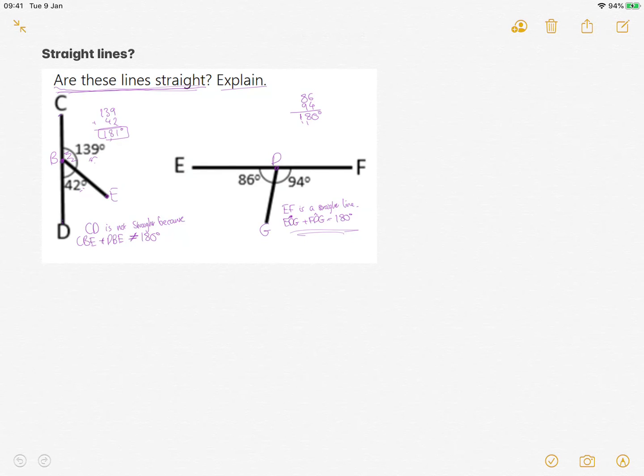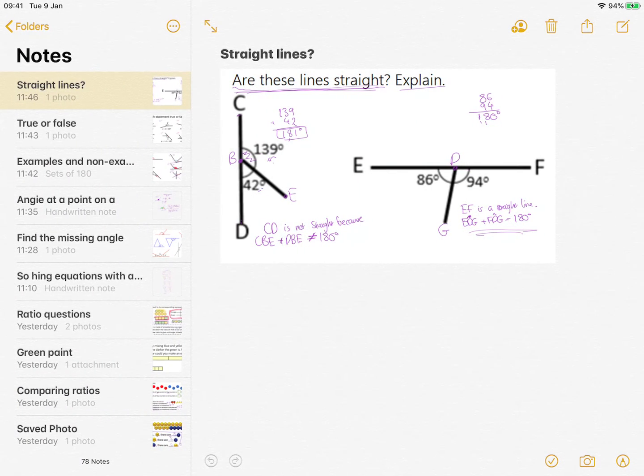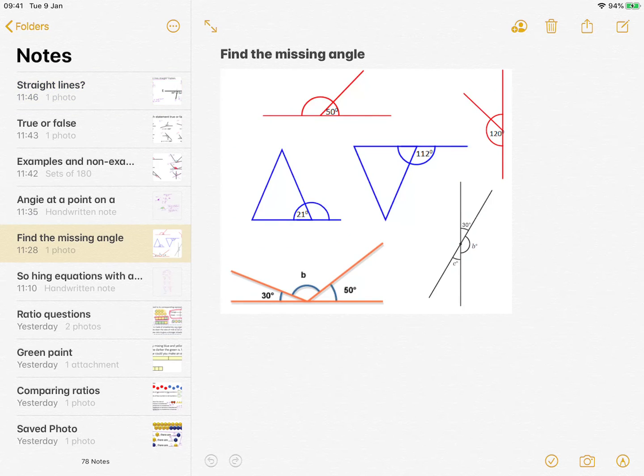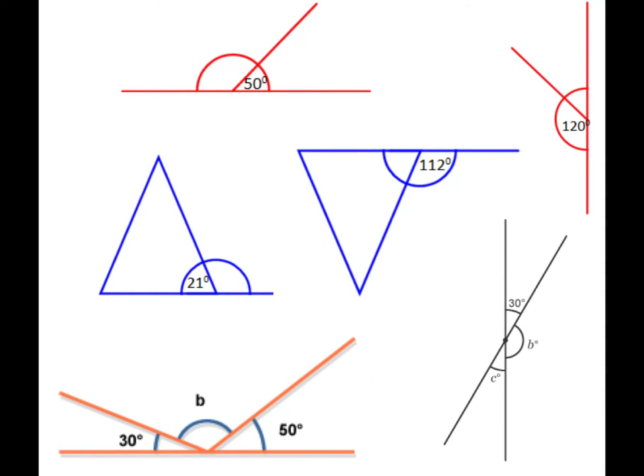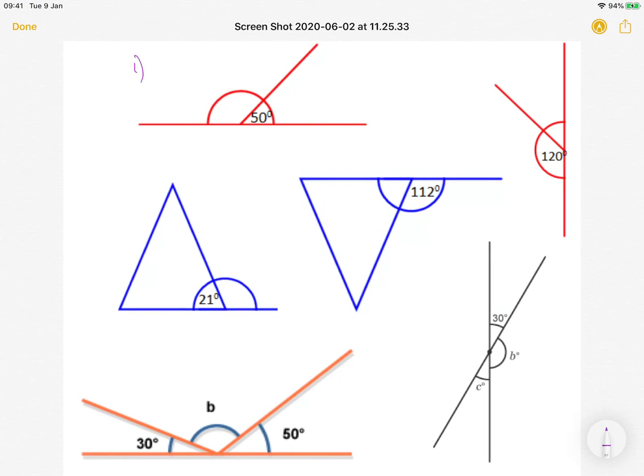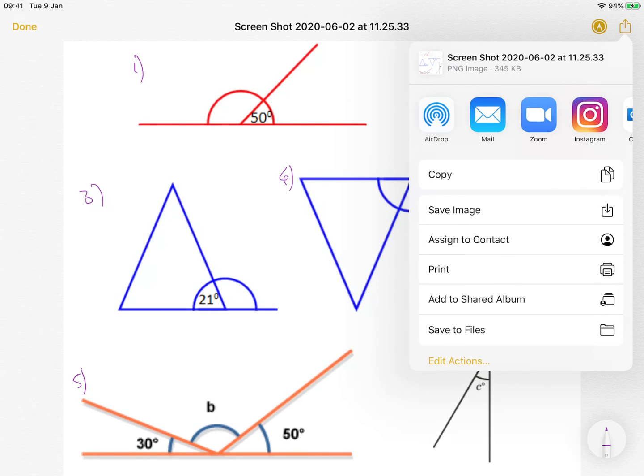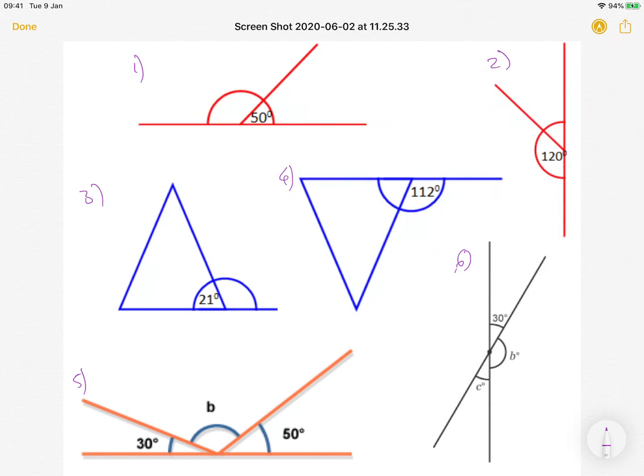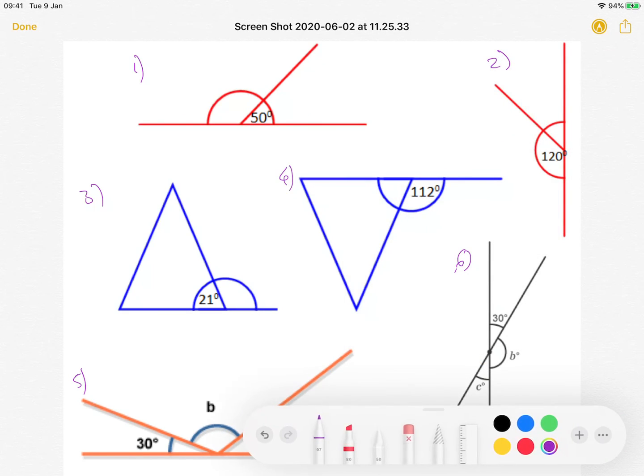Right, final thing I'd like you to have a go at. Well done for all your hard work today so far. Final lot of questions is, can you find the missing angle? So let's call this question 1, 2, 3, 4, 5, and 6. So in your book, just have a go at finding the missing angle there. Pause the video and then I'll go through it now. So get your red pen out ready to mark.